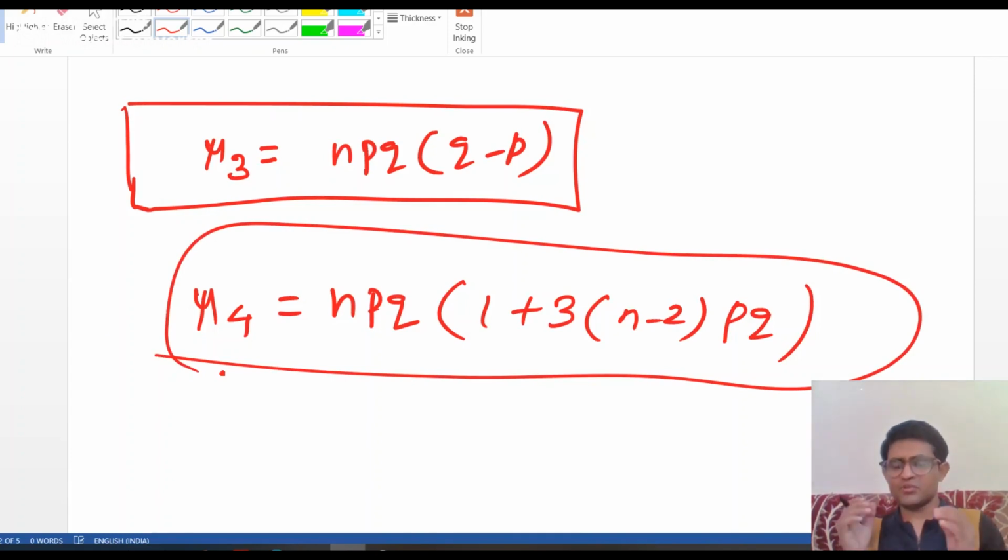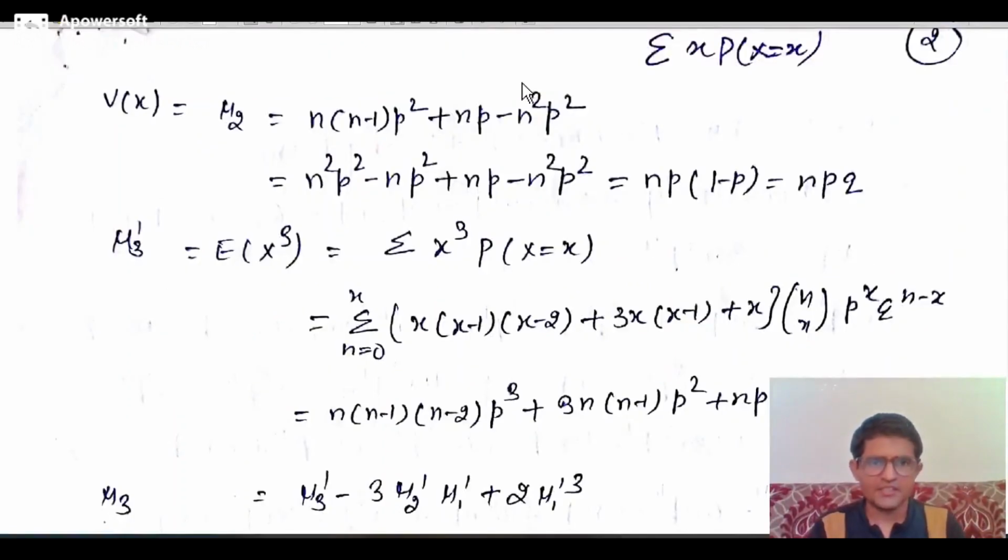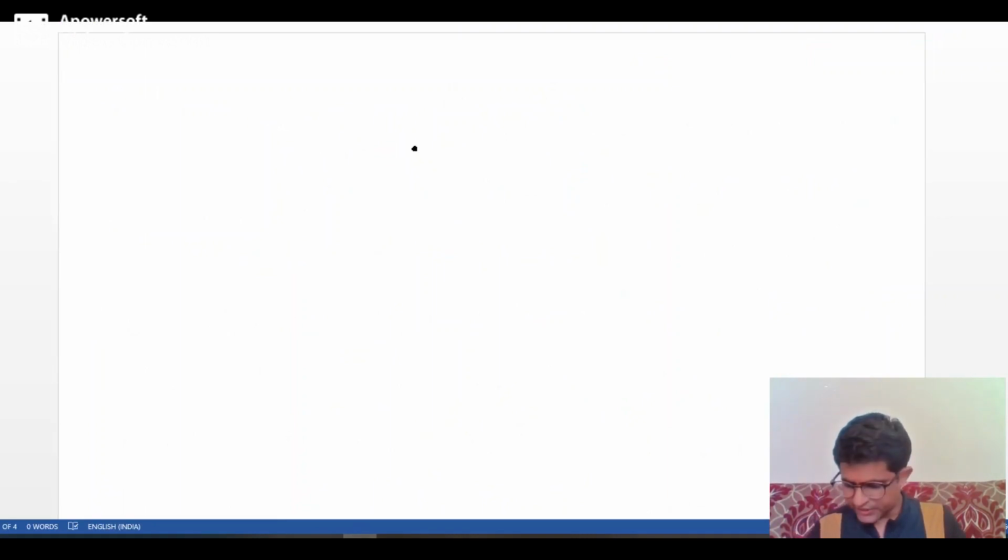Now with the help of binomial distribution we can first find mu1 dash, the mean, mu2, the variance, and mu3, mu4. These are the standard formulas of binomial. Then another expression, mu3 dash and mu3. In the previous lecture we calculated mu2 dash, meaning variance and mean. Now this is the third one, mu3 dash.